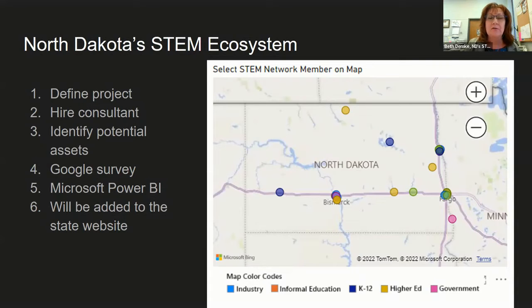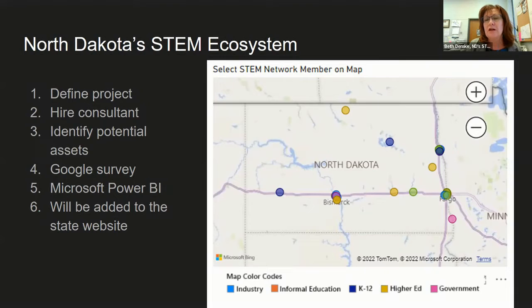And then what we did is we used the categories that you see across the bottom: industry, informal education, K through 12, higher ed, and government. That's where we sort of started with identifying where those potential assets would come from. And we developed a survey with that consultant and started to distribute that. What I would have liked to see is a follow-up to that survey. We didn't get the participation I would have liked to see, but there was not a lot of follow-up. They didn't follow up with phone calls or emails, basically what I would call beating the bushes to get participation.